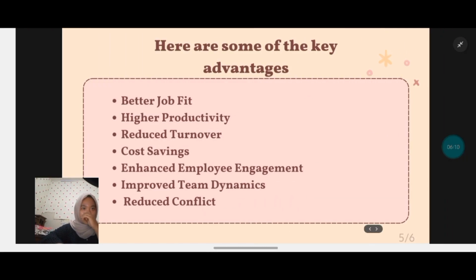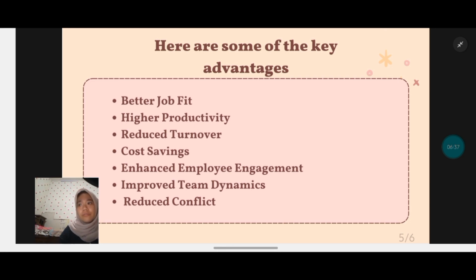Next, here are some of the key advantages. Number 1, better job fit. A good selection process helps match candidates' skills, qualifications, and experience with the specific job requirements. This ensures that the selected candidates are a good fit for their roles, leading to higher job satisfaction and productivity.